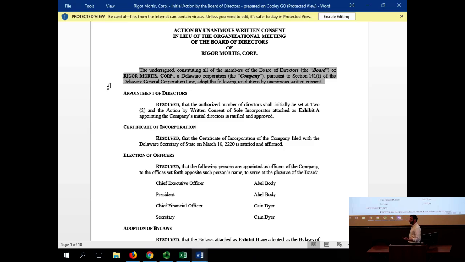If you have a written consent, not a meeting, it has to be unanimous, and so the language here provides the undersigned constituting all of the members of the board of directors, adopt the following by unanimous written consent. So you can act without a meeting, but now you know it requires unanimity. We will again return to this after we discuss the meeting rule.